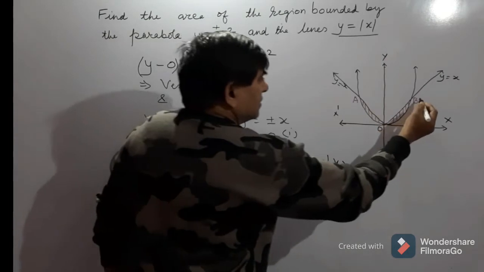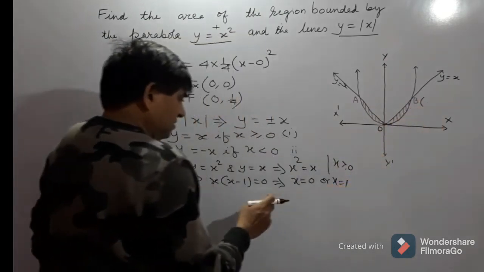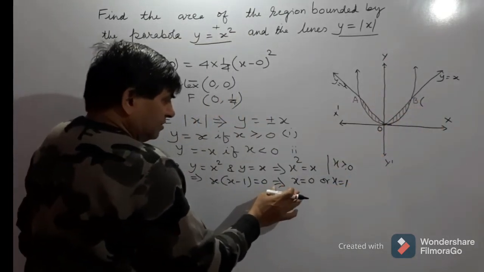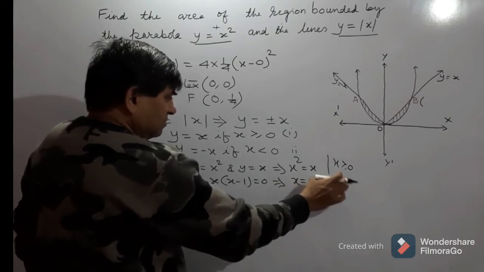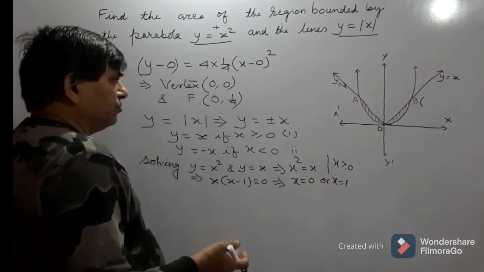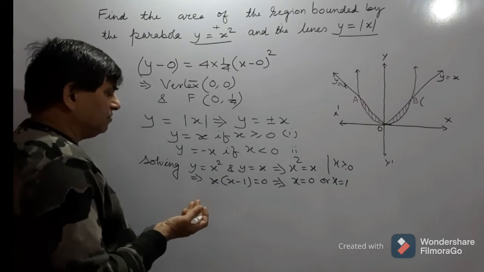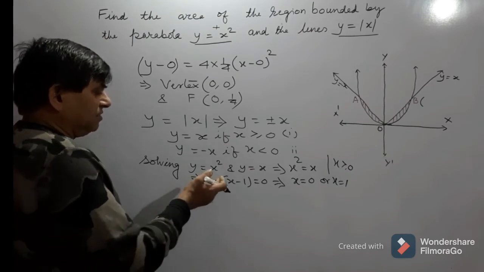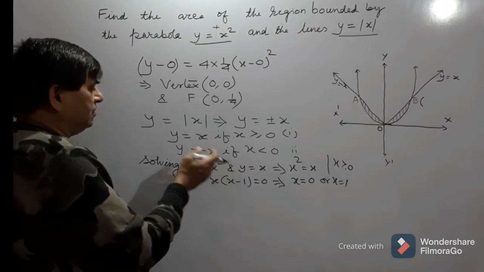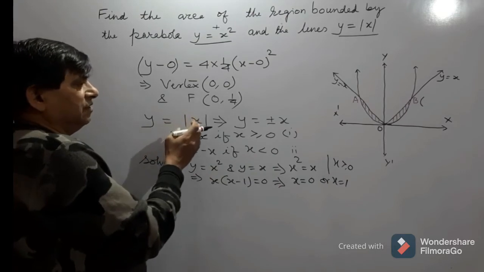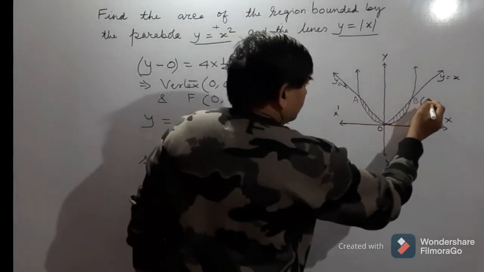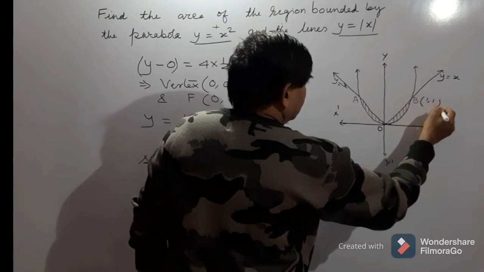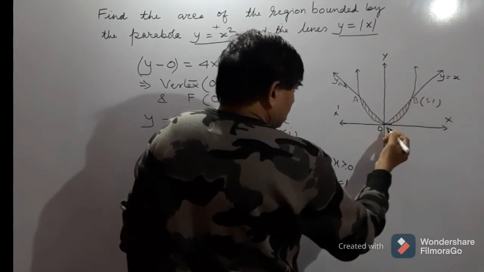So this side, the coordinate is, see this one, it is your x is equal to 1. If you put x is equal to 1, then y is equal to 1. So this point is 1, 1. And this is 0.